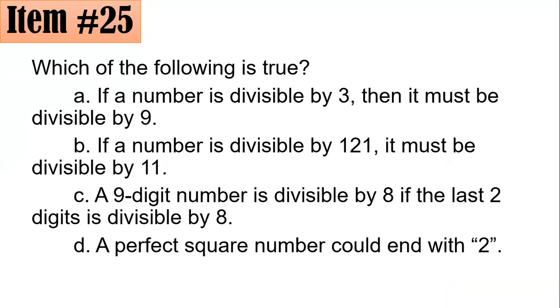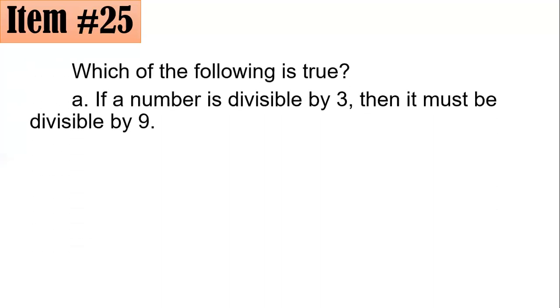25. Which of the following is true? If a number is divisible by 3, then it must be divisible by 9. If a number is divisible by 121, it must be divisible by 11. A 9-digit number is divisible by 8 if the last 2 digits is divisible by 8. Or a perfect square number could end with 2. And actually, what is correct here, is A correct?